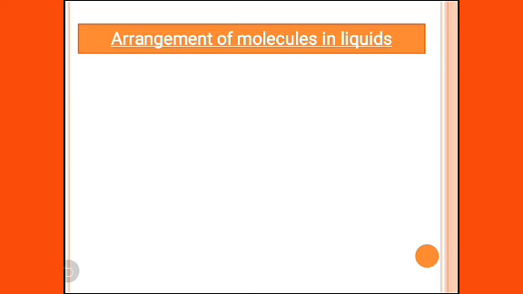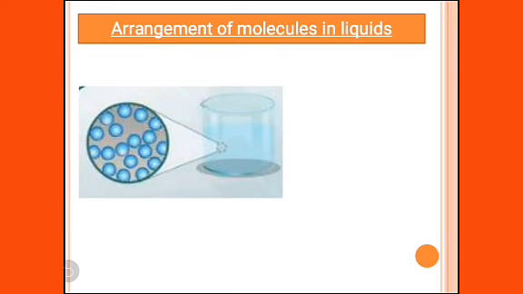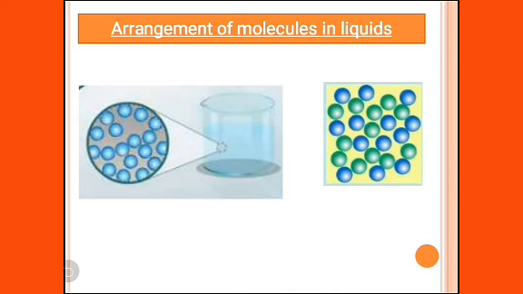Now, let us find out why liquids have no fixed shape. Particles of liquids are not packed very closely. They are loosely packed and can move around. This is the reason why liquids take up the shape of the container in which they are kept.